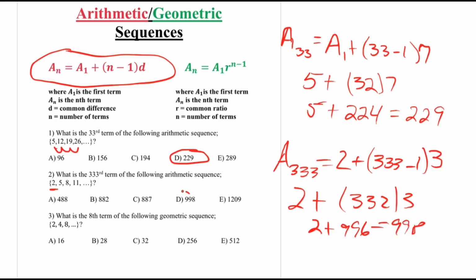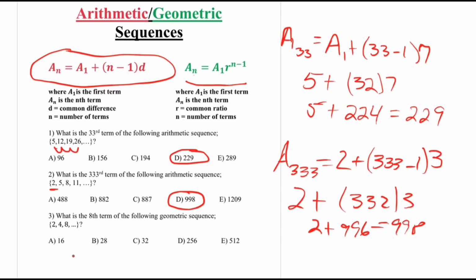Answer choice D. Now number 3 is a geometric sequence. Normally on the ACT they give you the geometric formula for almost every question I've seen, but one time they didn't give you the formula, so you've got to know the formula. A sub n equals a sub 1 times r to the n minus 1 power. R is the common ratio.